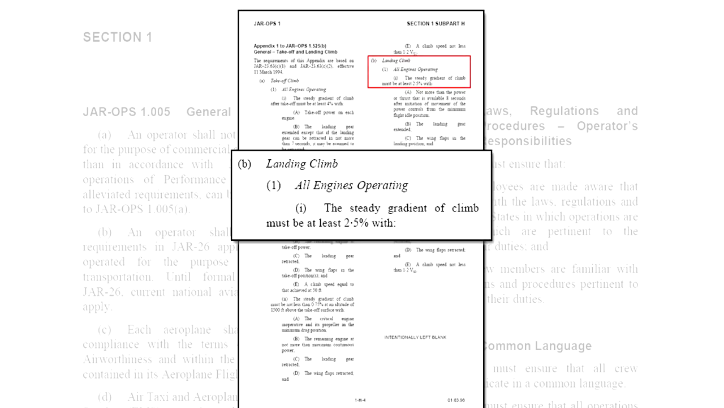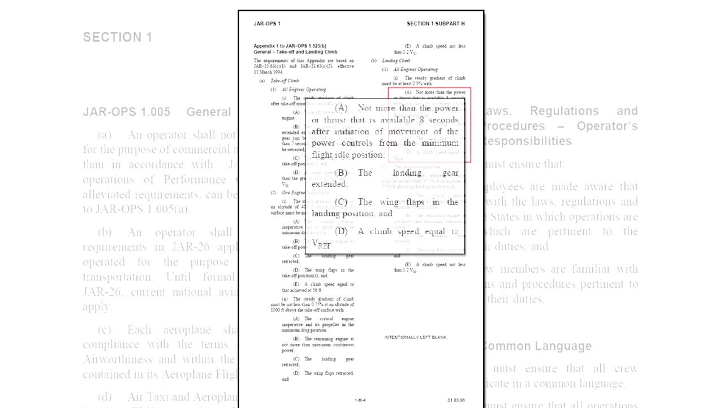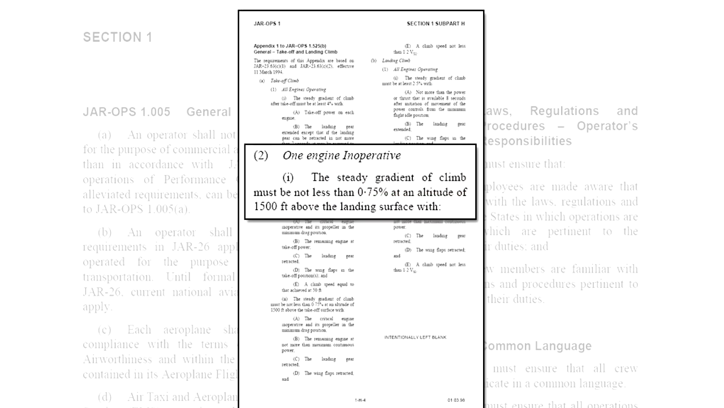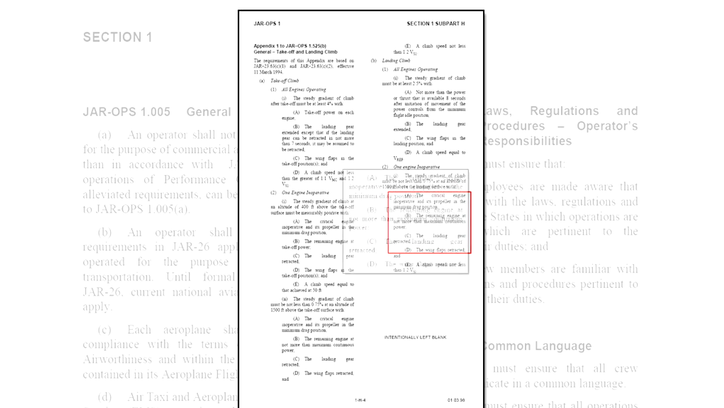With all engines operating, the steady gradient of climb must be at least 2.5%, assuming these conditions. Notice that in order to demonstrate this climb capability for certification and for operational purposes, the undercarriage is assumed to be extended and the wing flaps in the landing position. However, with the critical engine inoperative, the gradient of climb must not be less than 0.75% at an altitude of 1,500 feet above the landing surface, assuming these conditions. Notice this time that in order to demonstrate the climb capability for certification and for operational purposes, the undercarriage and wing flaps are assumed to be retracted.